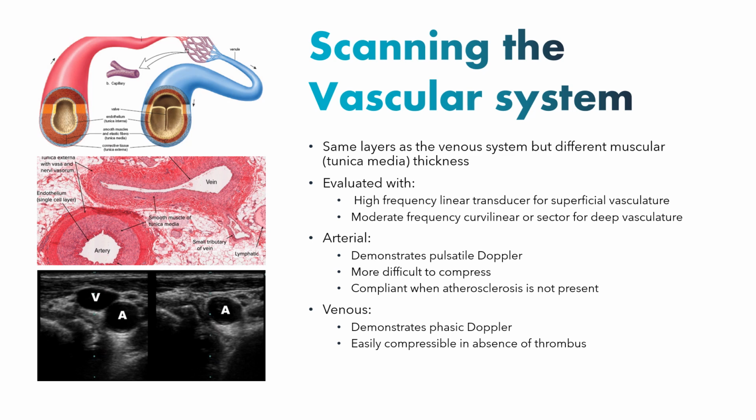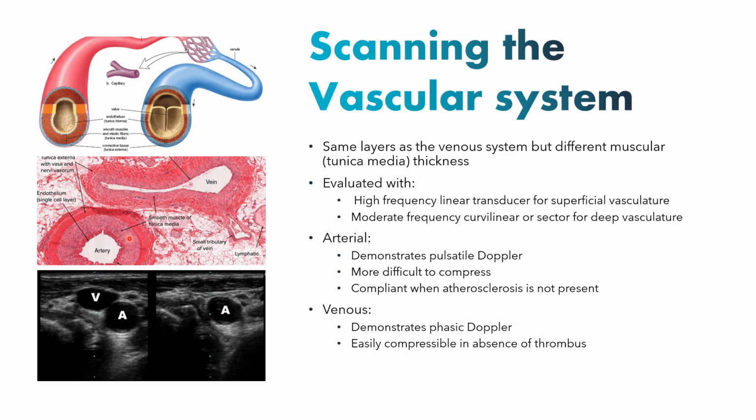So first of all, we're going to start by talking about scanning the vascular system. As providers, you all are familiar with this, but as a quick reminder, we know that the arterial and venous system both have the same layers. They have the tunica intima internally here. They have the tunica media, which is the muscular layer here, and the tunica adventitia. So the biggest difference between our artery and our vein is not the types of layers or the types of tissue. It's really going to be the thickness of that tunica media.